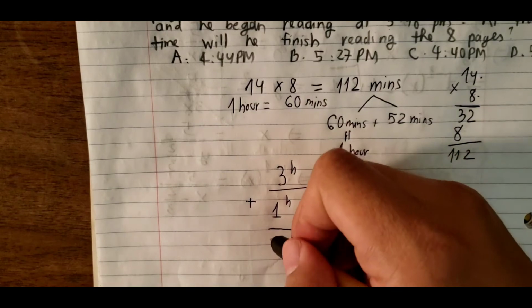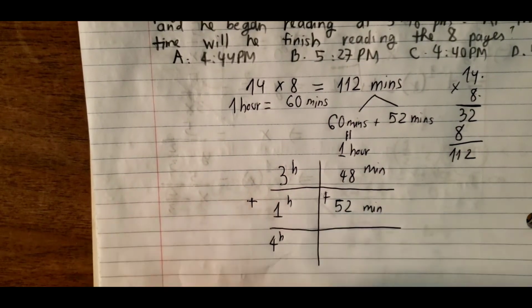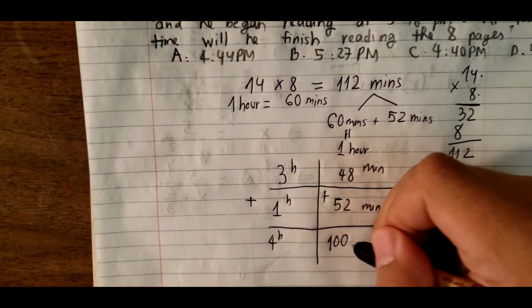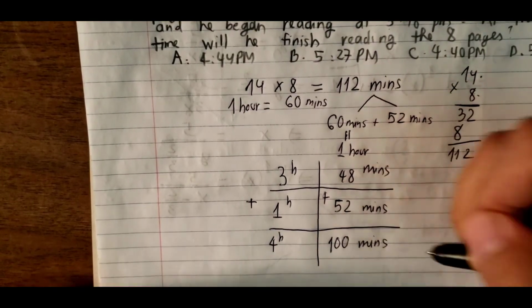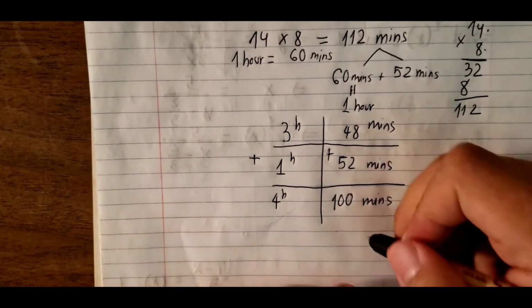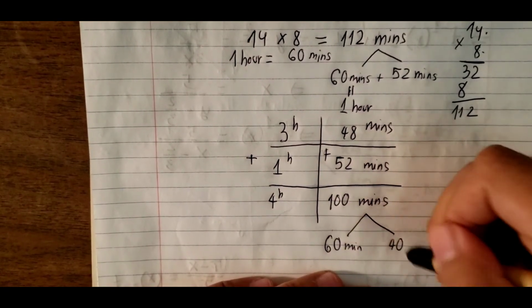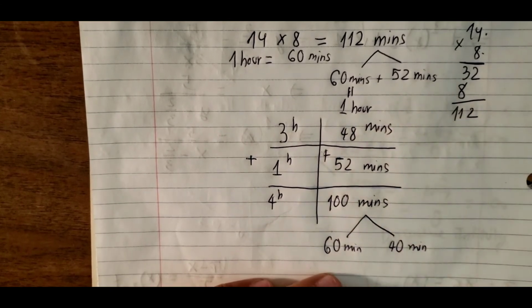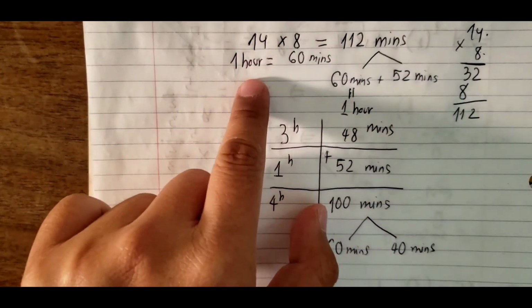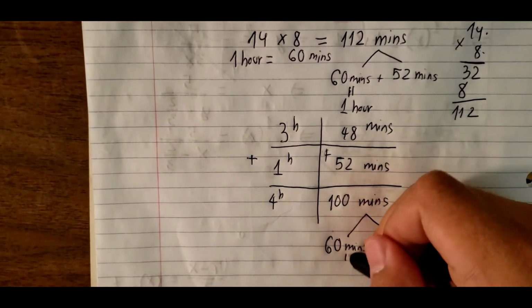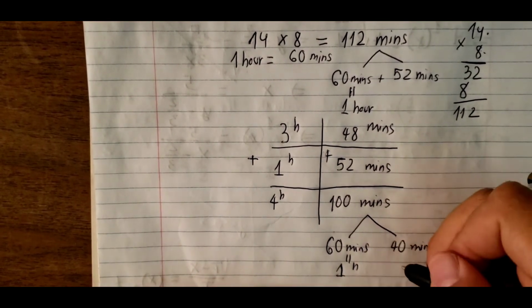3 plus 1 is 4 hours. 48 plus 52 is 100 minutes. We know that the 100 minutes, we still separate into 60 minutes and 40 minutes. And the 60 minutes, we convert to 1 hour again. And we have 40 minutes left.